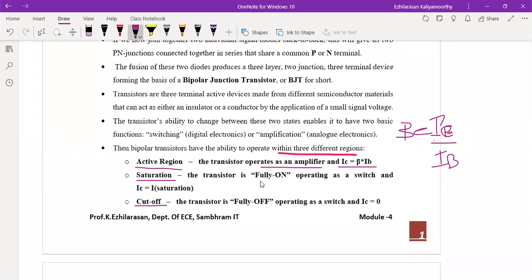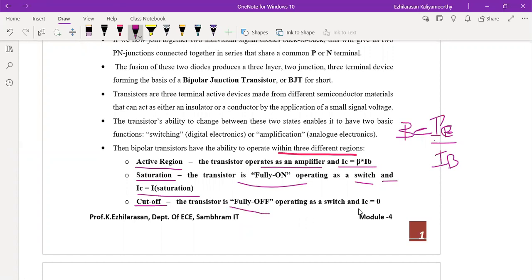Now, when the transistor goes into the saturation region, the transistor is fully on, operating as a switch, and at the same time it is saturated also. IC is equal to ISAT, we can call it. Next, the cutoff region. The cutoff region simply means the transistor is in the fully off condition.